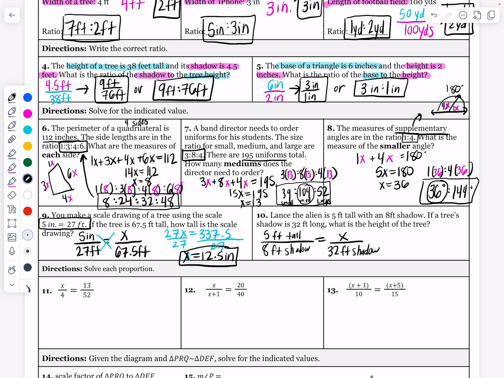Okay, so I'm going to cross multiply these. And when I do that, I'm going to get 5 times 32 as one cross product. That's 160. I'm going to set that equal to 8x, and then I'm going to divide by 8 on both sides. 160 divided by 8, of course, gives me 20. So x is going to be equal to 20. What does that represent? That is how tall the tree is. The tree is going to be 20 feet tall. The height of the tree is going to be 20 feet tall if it casts a 32-foot shadow.